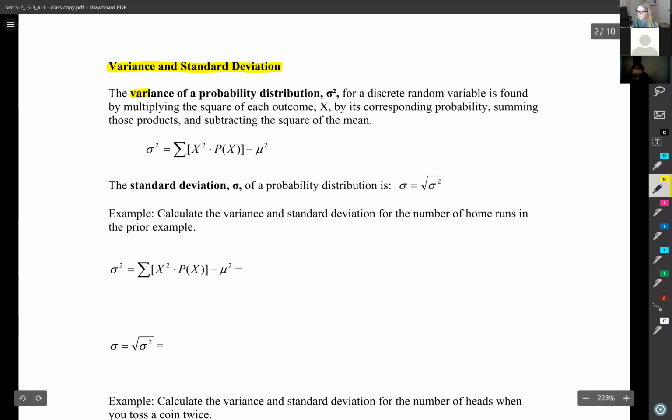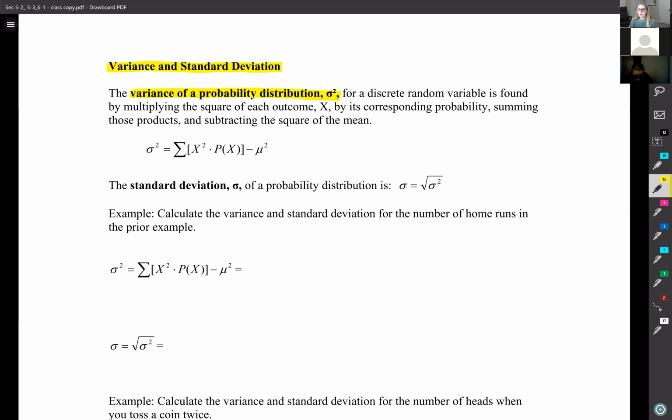So the variance of a probability distribution is denoted as sigma squared. For a discrete random variable, it is found by multiplying the square of each outcome by its corresponding probability, summing those products, and then subtracting the square of the mean. So it's kind of similar to what we just did, but instead of just multiplying x by its probability, we're going to multiply x squared by its probability. And then we sum all those up and we subtract the mean squared.